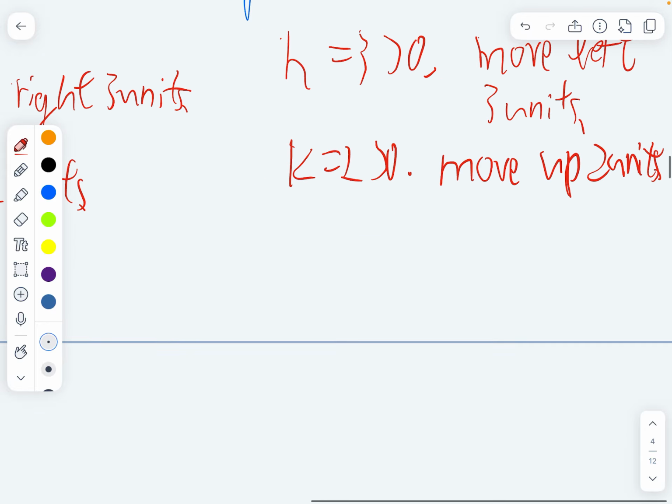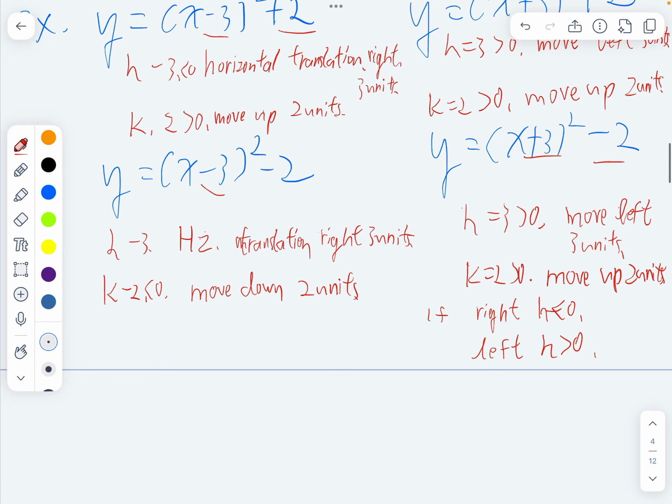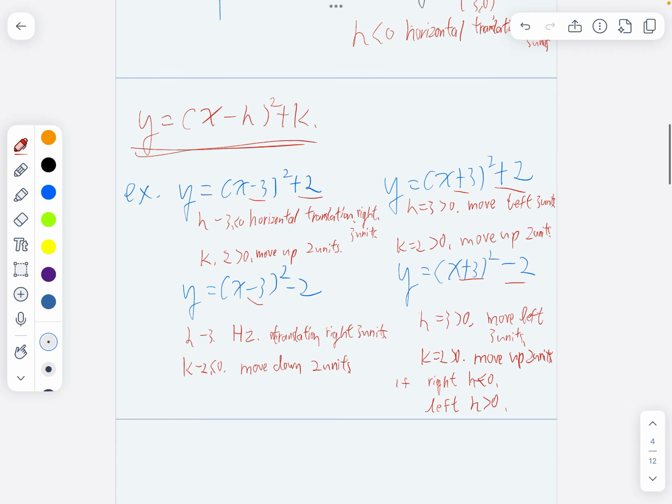If it moves to the right, h is greater than 0. If it moves to the left, h is smaller than 0. So that's the end of this section.